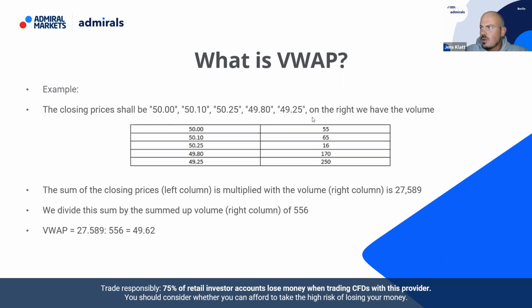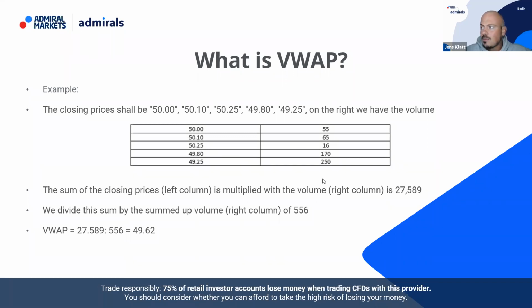What I prepared is the closing prices, and on the right the volume traded at each level. You can put however many zeros you want here. It's 5,500 shares being traded at 50, or if it's in hundreds of shares, or 1,000 shares, depends. But this doesn't really matter.